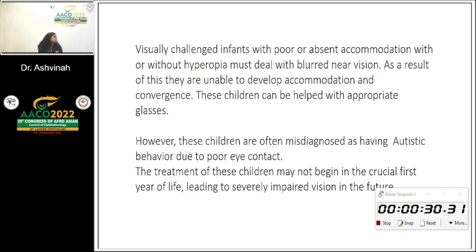So, to conclude, these visually challenged infants have poor or absent accommodation with or without hyperopia, and such blurred vision that they develop poor eye contact. This can actually be misdiagnosed as autism, because the poor eye contact causes them to have autistic-like behaviors. So it's important to assess developmentally delayed children at every step of the way, because if these children have compromised vision, it can lead to a compromised life.